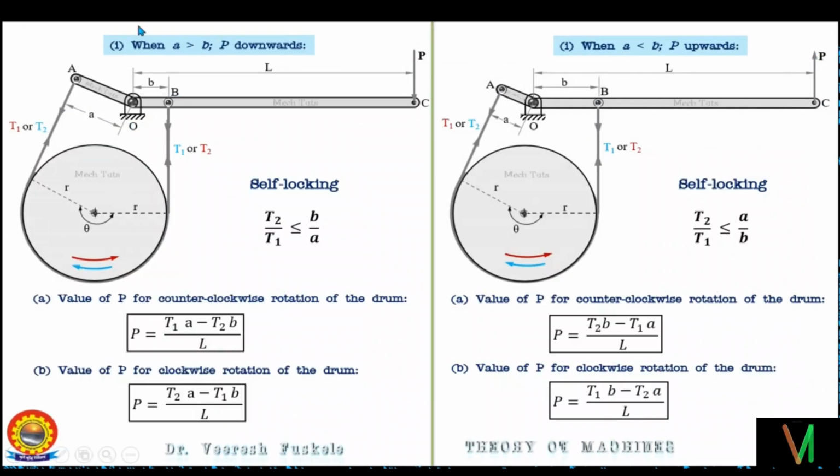So when A is greater than B, P should be acting downwards. For the counterclockwise rotation of the drum, this is the relation of the applied force, and for the clockwise rotation of the drum, this is the equation for the load applied. Similarly, when A is less than B, P should be acting in the upward direction, so in the counterclockwise direction this is the relation, and for the clockwise direction this is the relation.